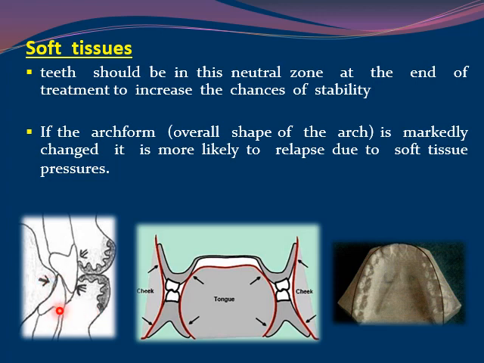Also, this can be explained in that the lower labial segment should not be proclined or retroclined excessively. If the lower labial segment is proclined excessively, we will expect more relapse due to lip pressure. If it is retroclined excessively, we will expect more relapse due to tongue pressure. So they should be positioned in the neutral zone between lip pressure and tongue pressure.